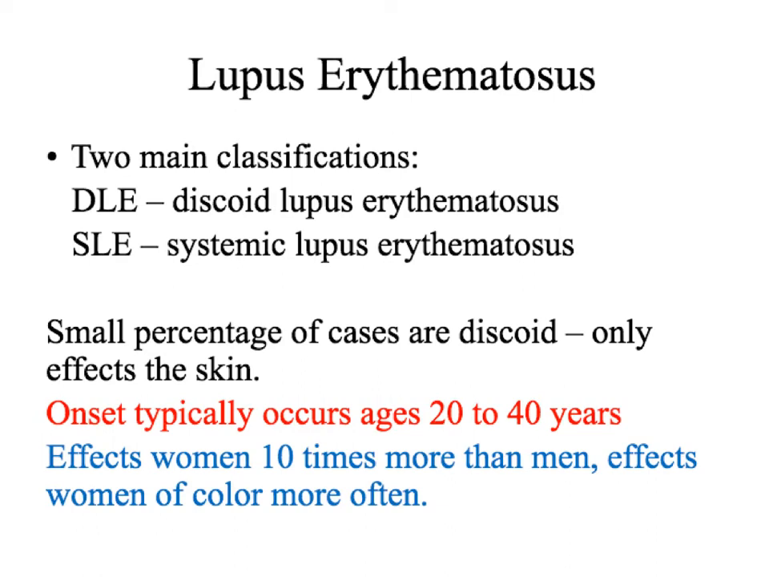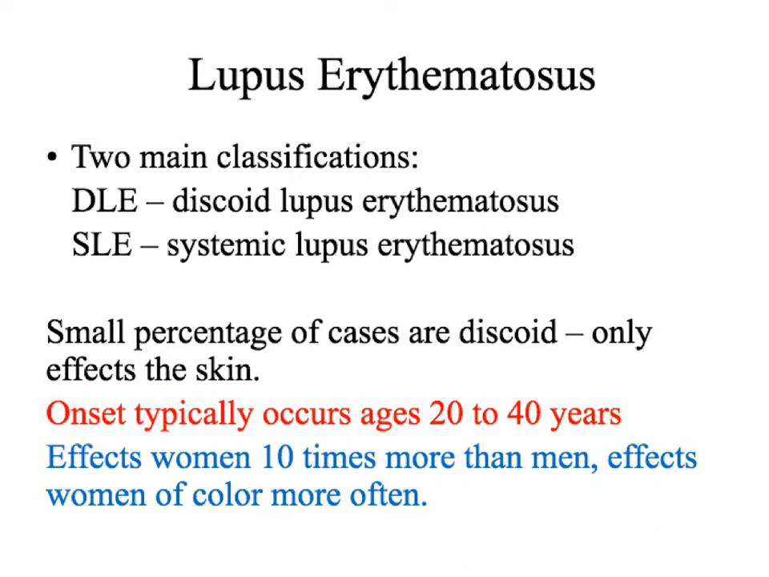The discoid lupus is the type that only affects the skin. We'll have some pictures of this in the next few slides. But it causes the butterfly rash on the face. It's very distinctive. The word erythematosus, which I can't even say very well, is basically referring to the redness that it causes on the skin, the red rash that it causes. Erythema, if you might recall, does mean redness, so that's where that word comes from.